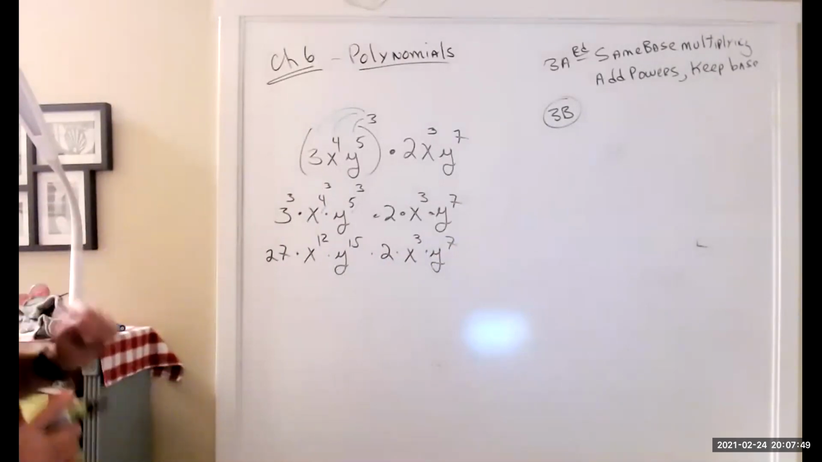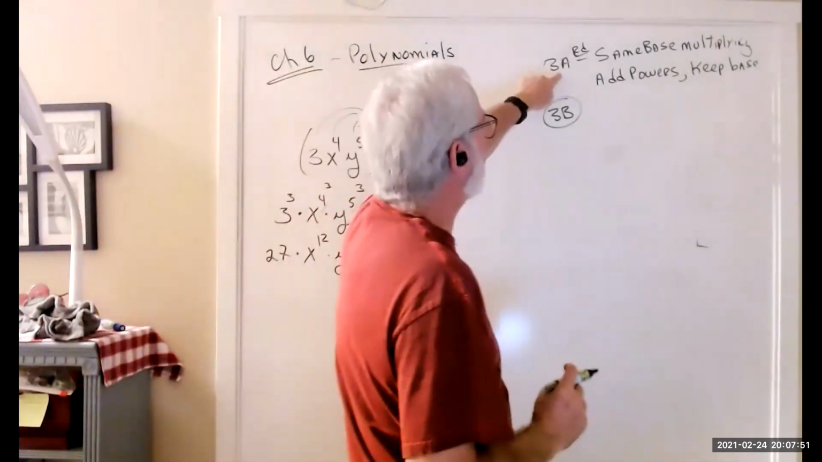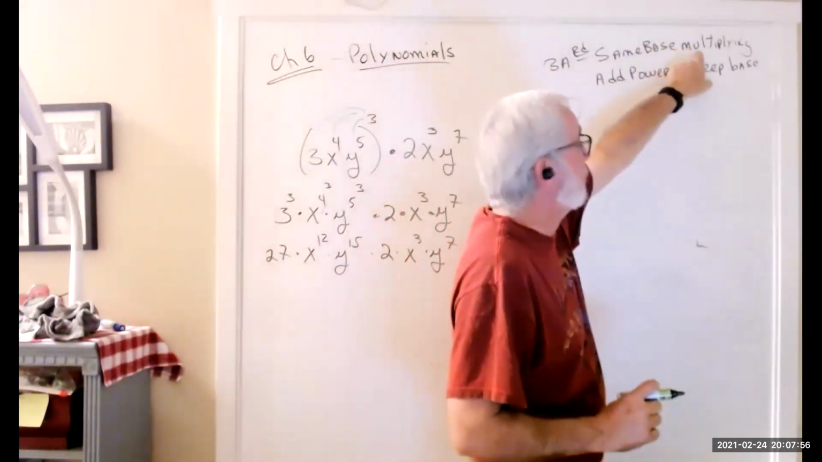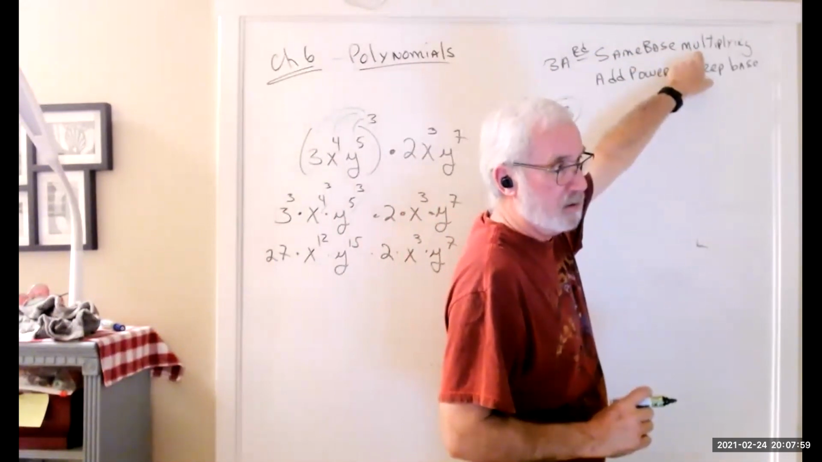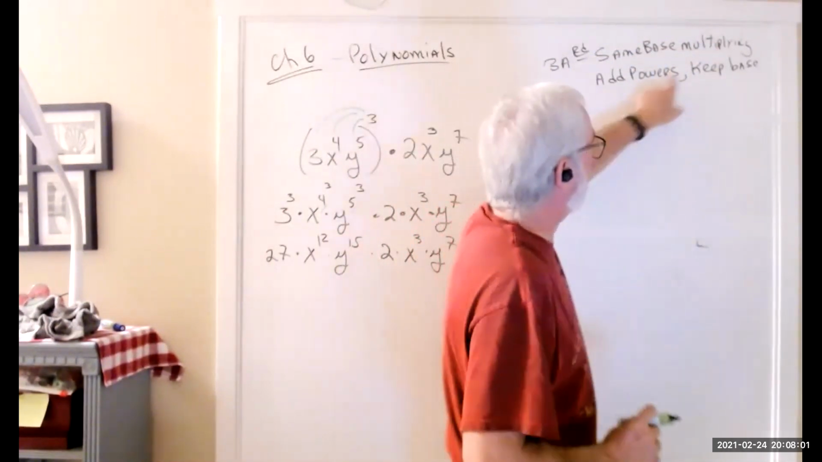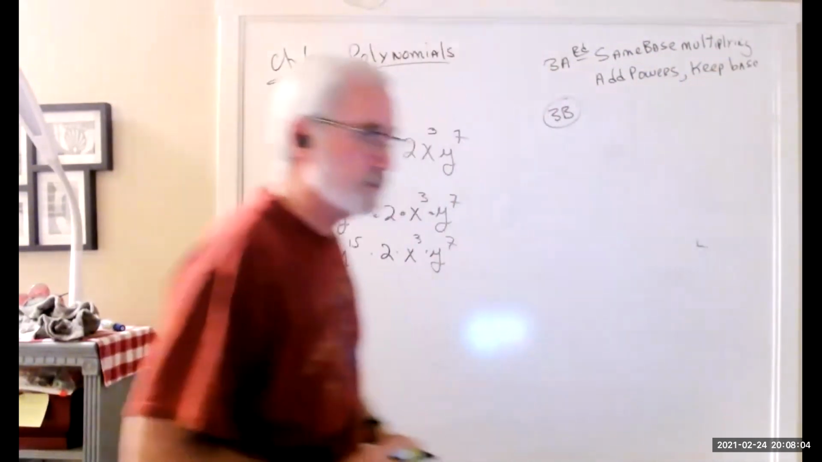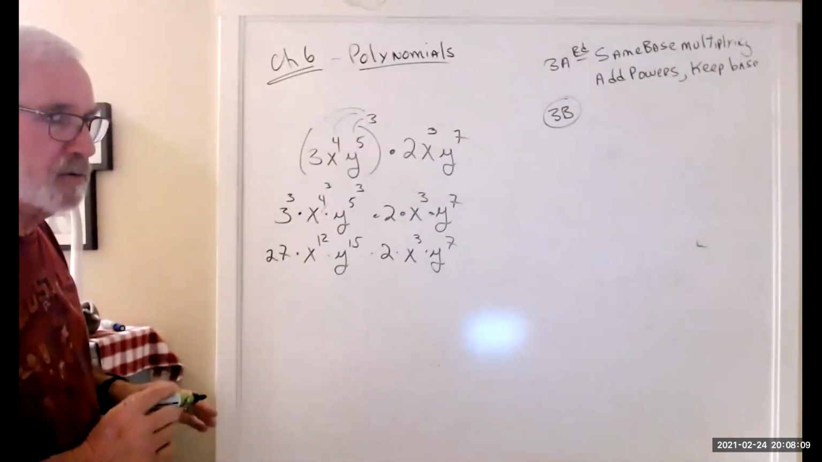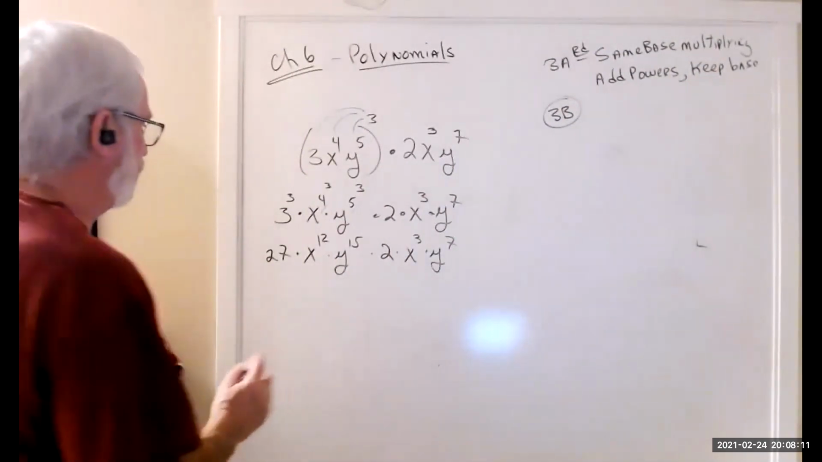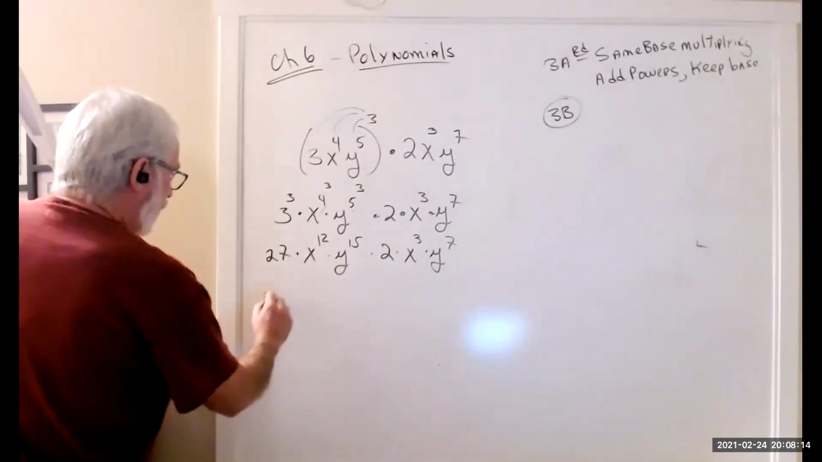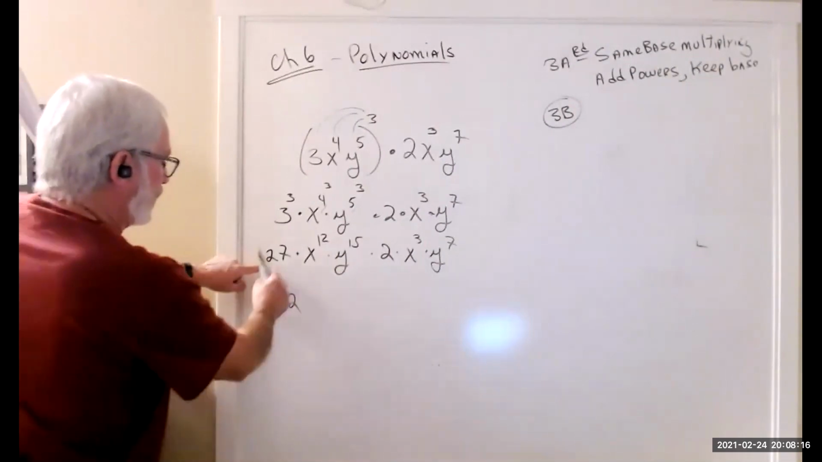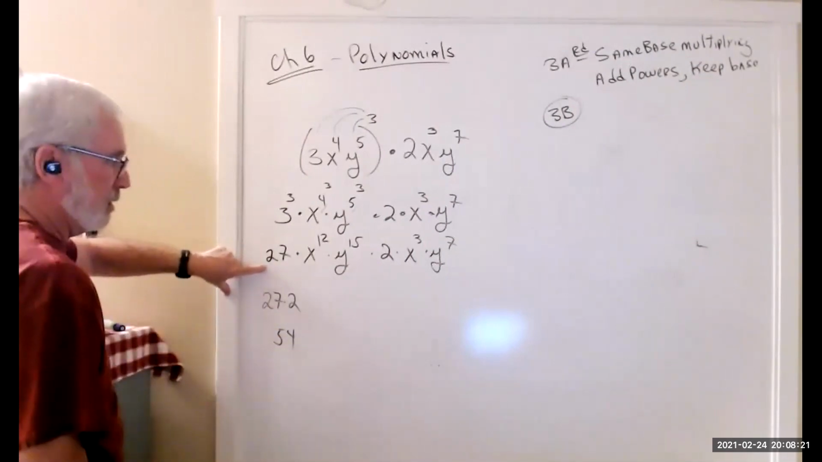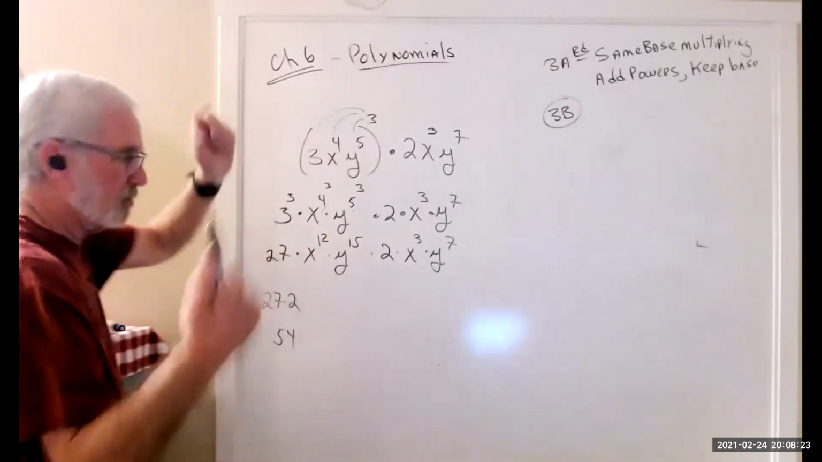Okay. So, Rule 3a says if I have the same base and if they're multiplying, then I add their powers but keep the base. So, I'm going to put an extra step in here so you can see what I'm doing. First off, I always do arithmetic, 27 times 2. That'll become 54 in a minute. That's arithmetic, 27 times 2, whatever.